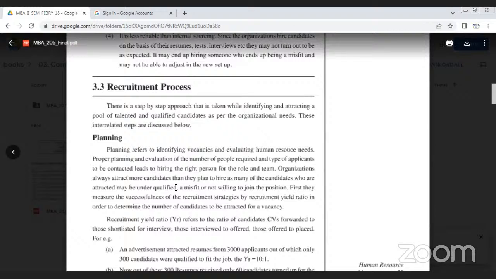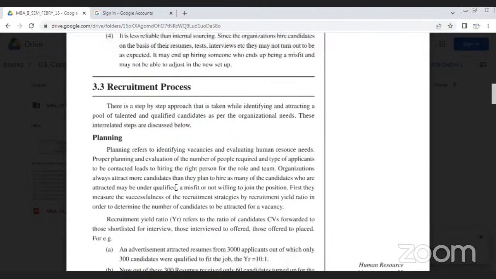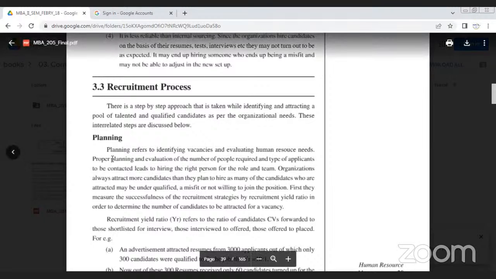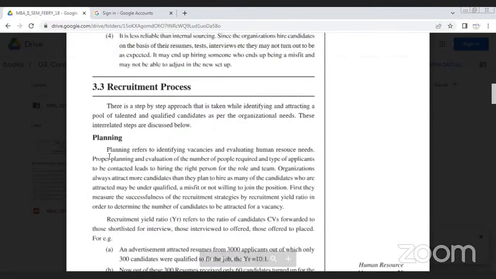Recruitment means there is a step by step approach that is taken while identifying and attracting a pool of talent and qualified candidates as per the organizational needs. These steps are discussed below.